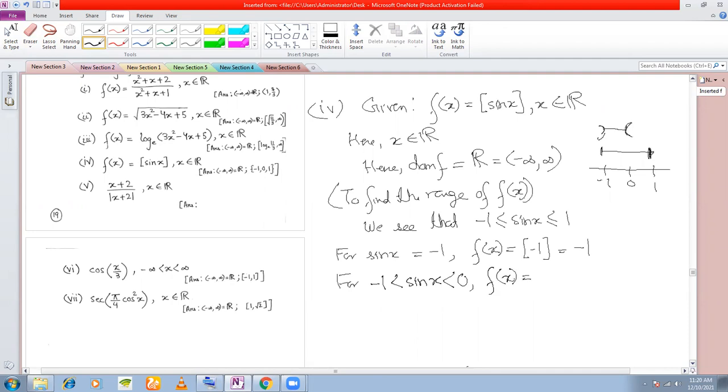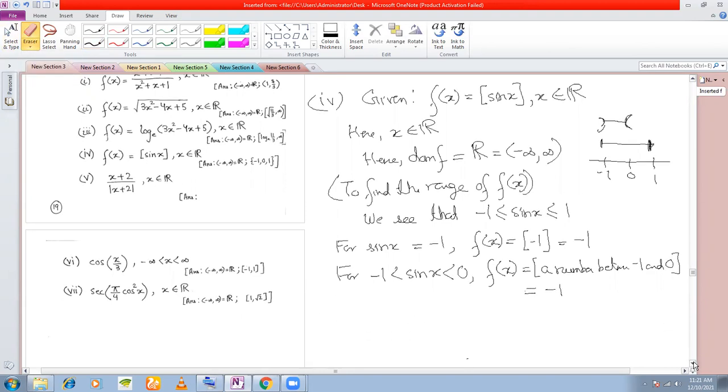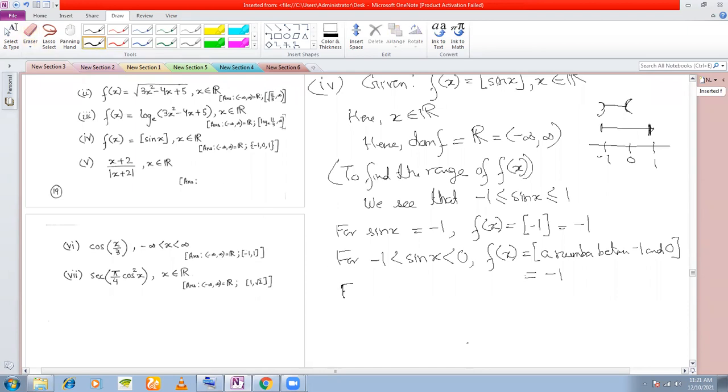What is the value of f(x)? Any number between -1 and 0. What is the greatest integer function of any number between -1 and 0? Suppose I give you -0.23. What is the greatest integer here? It should be -1, isn't it? So for any number that lies between -1 and 0, this value should be -1.